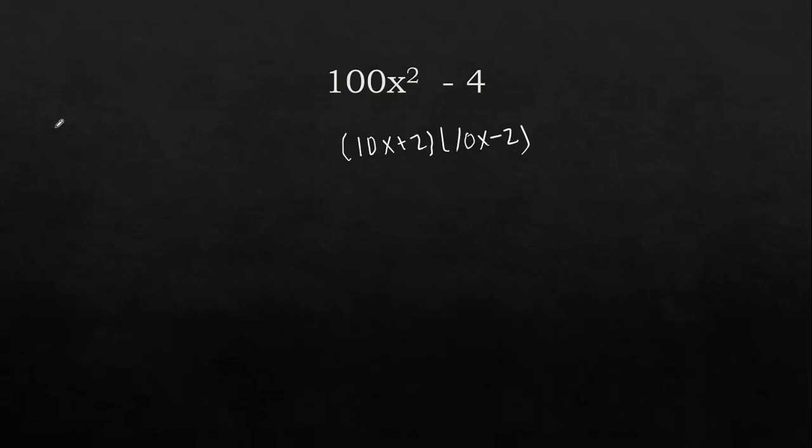So the difference of squares says, take the square root of both your numbers, and then one's going to be addition, one's going to be subtraction. Okay, let's try another one. All right, let me just write it down.